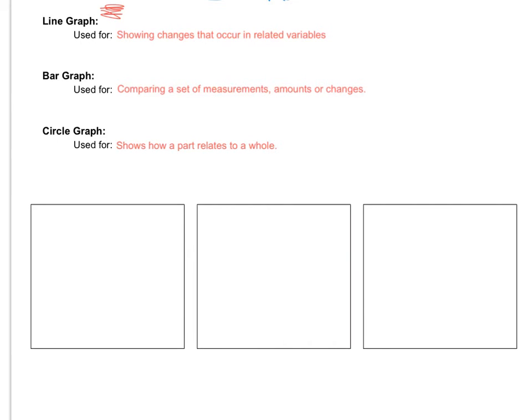Our three different graphs are used for three different reasons. A line graph is going to show changes that occur in related variables. An example would be our flower and the amount of water that it needs. A bar graph is used for comparing a set of measurements, amounts, or changes. And a circle graph is going to show how a part relates to a whole.